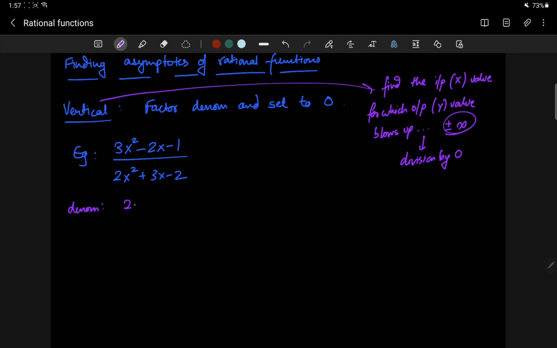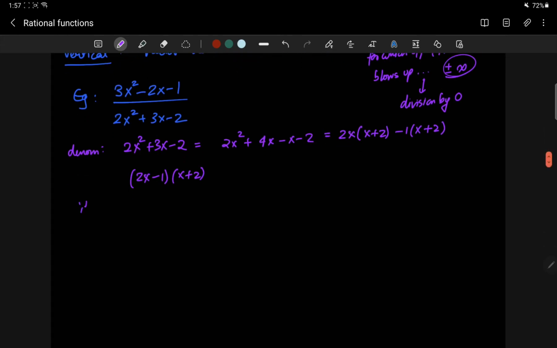The denominator is 2x squared plus 3x minus 2. Any choice of factoring is okay. I'm going to split the middle term with 4 and negative 1. I get 2x(x + 2) - 1(x + 2). Then I get (2x - 1)(x + 2). So if (2x - 1) times (x + 2) is supposed to be 0, then we either have 2x - 1 = 0 or x + 2 = 0, which gives me x is 1/2 or x is negative 2.